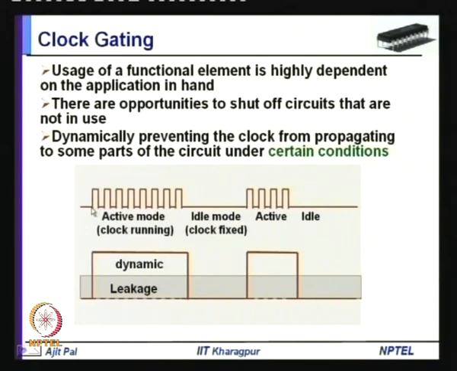You can plot the activities over time; the x axis is along time. In this part it is not clock gated, in this part, the idle mode, it is clock gated, and again when you need the circuit to be used, it is in the active mode, and again you can put it in the idle mode by stopping the clock. This is how dynamic power saving can be done by using clock gating.